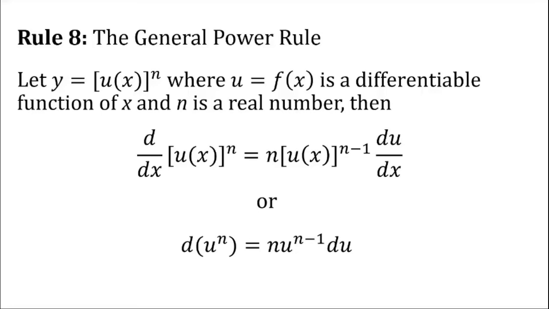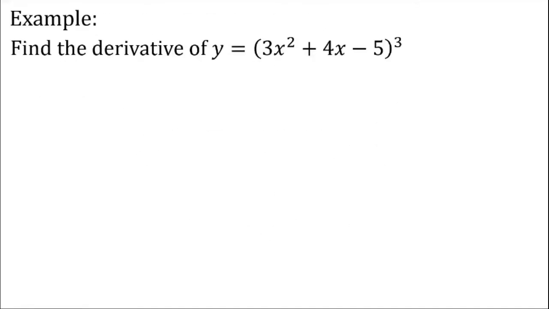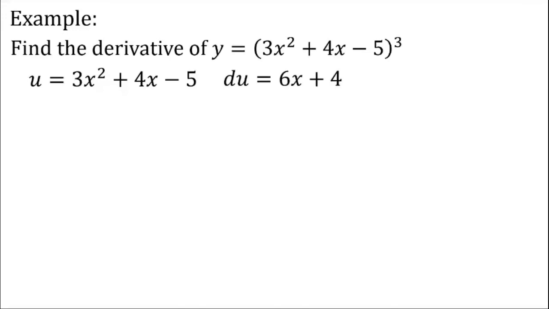Let me show you an example. Find the derivative of y equals 3x squared plus 4x minus 5 raised to 3. Okay? So our u is the terms inside the parentheses. u equals 3x squared plus 4x minus 5. What is our du? Jumel. 6x plus 4. Very good. du is equal to 6x plus 4.